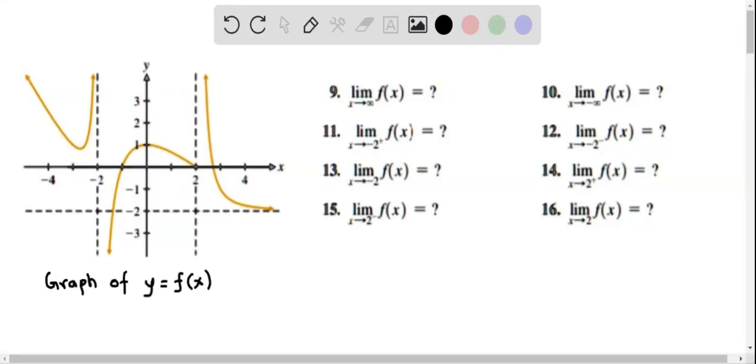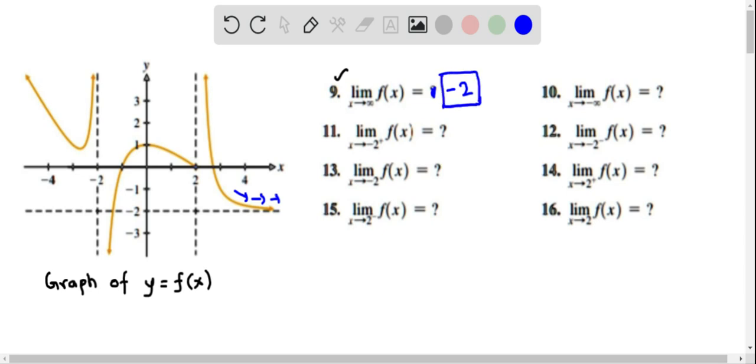Let's determine the following limits from the graph of y equals f of x. So in question 9, we have to find the limit of f of x when x approaches infinity. So when we look at the graph of f of x, when x approaches infinity, it looks like the function approaches negative 2. So we say that the answer for this limit is negative 2.